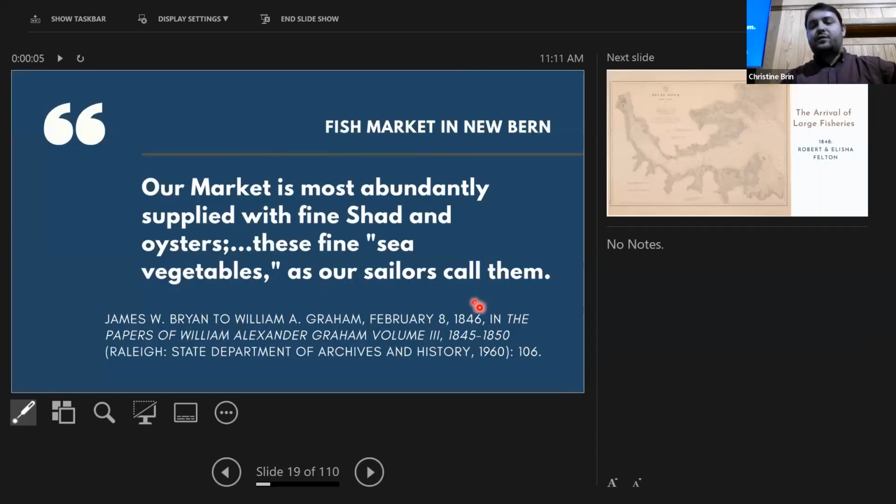And we do have some references to the early fish market in New Bern. There's this one letter that was published here by James Bryan to William Graham of New Bern, and he wrote, "Our market is most abundantly supplied with fine shad and oysters, these fine sea vegetables, as our sailors call them."